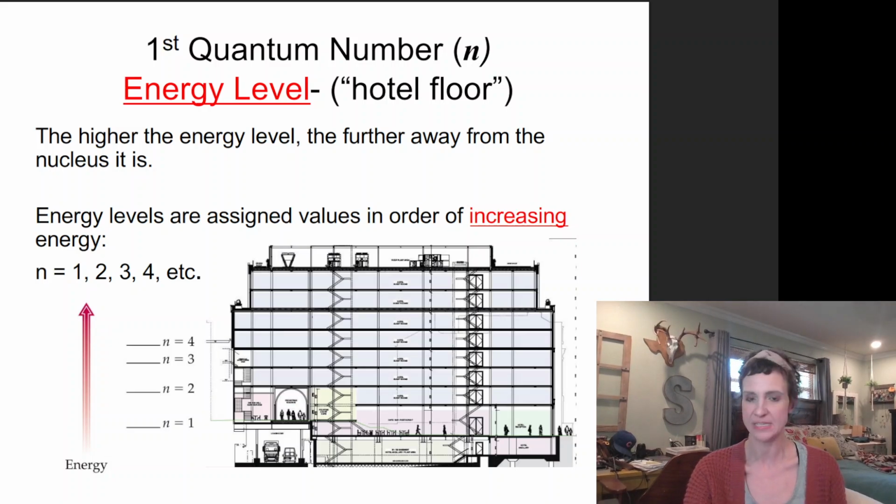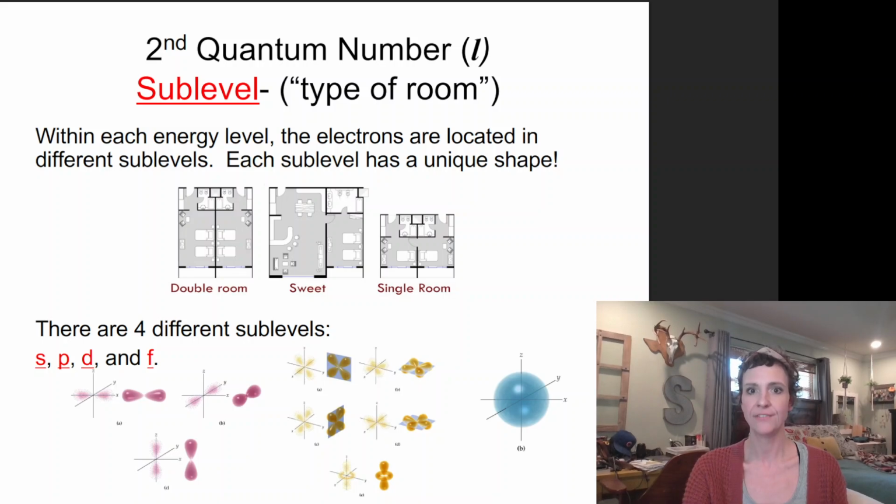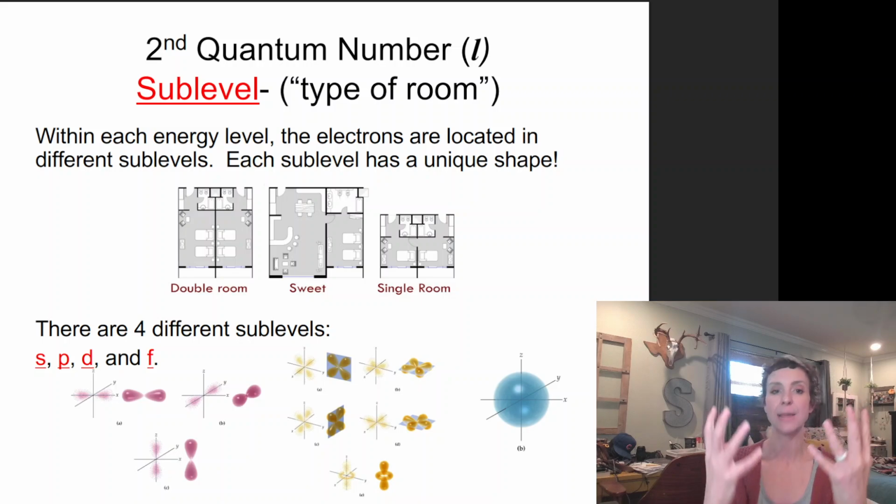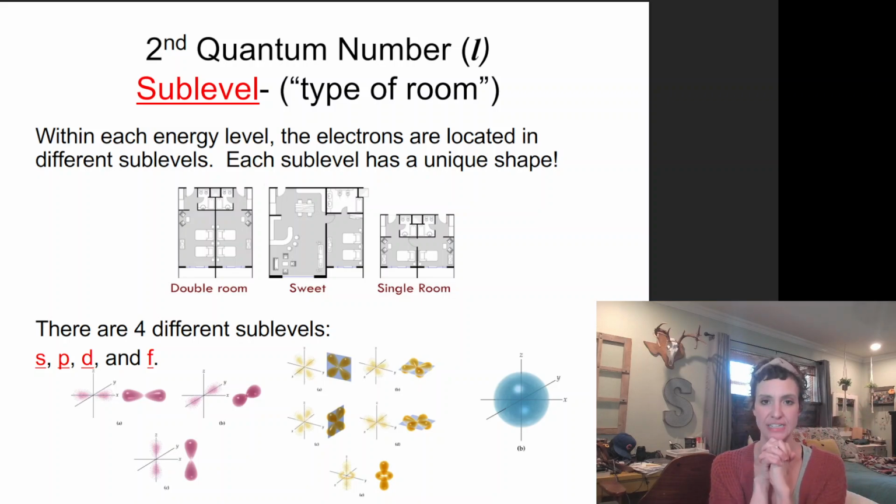Next, once we get to the specific floor, we got to figure out what room he is in. Okay, so our second quantum number is what sublevel within an energy level, what type of sublevel that electron is found in. So these are different types of rooms. So within each energy level, the electrons are located within different sublevels. Each sublevel has a unique shape.